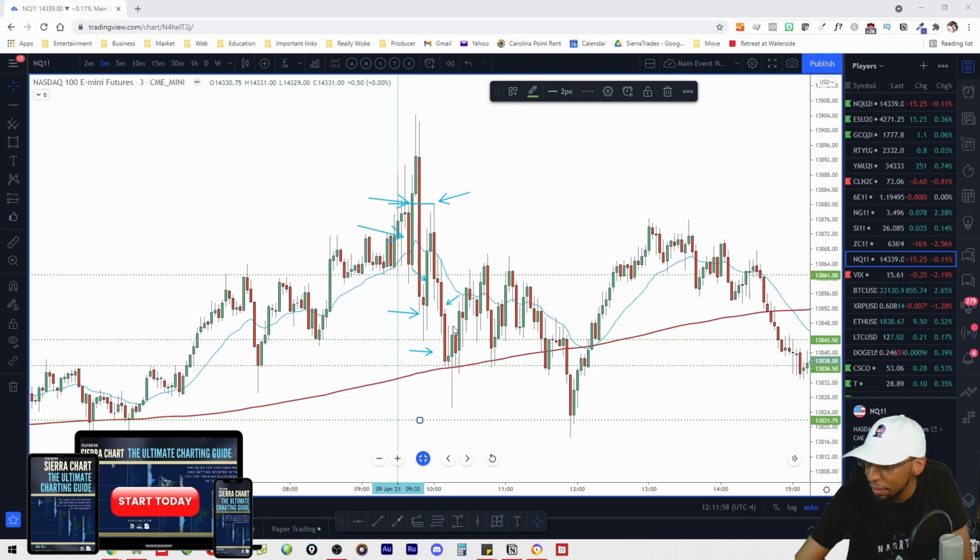You're getting a response from support, and you can put your order at the high of that and just wait for it. Or you're also getting some consolidation, which is another method you can use to place your order. Once you get this consolidation, you can put your order above this bullish candle, or you can wait for that bearish candle and put your order there. All of this is easy to see in hindsight.